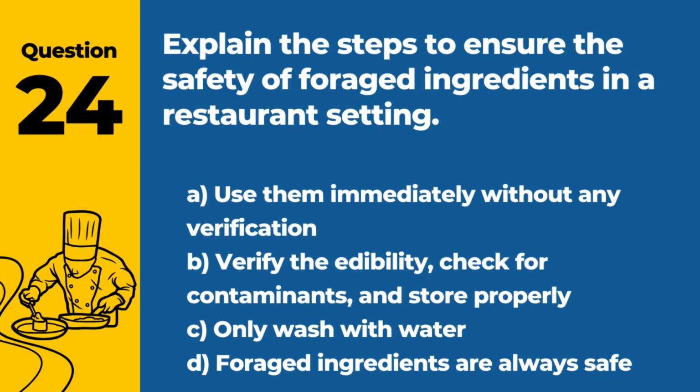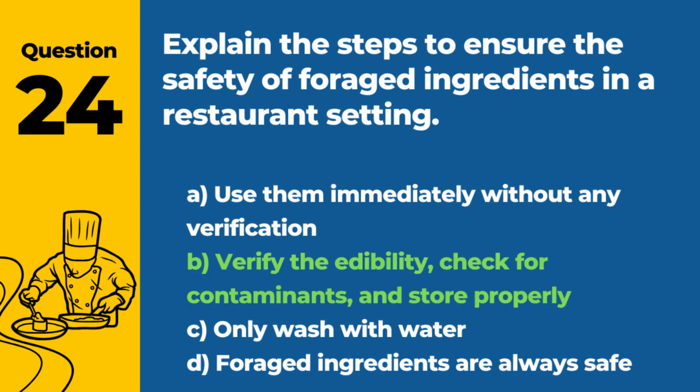Question 24. Explain the steps to ensure the safety of foraged ingredients in a restaurant setting. A. Use them immediately without any verification. B. Verify the edibility, check for contaminants, and store properly. C. Only wash with water. D. Foraged ingredients are always safe.